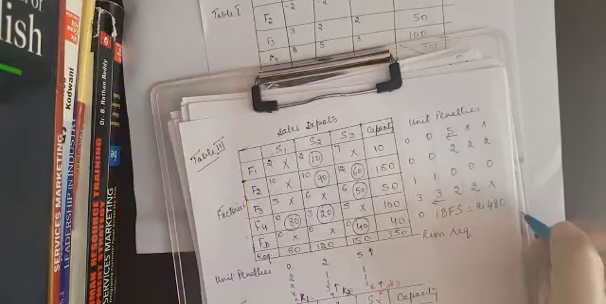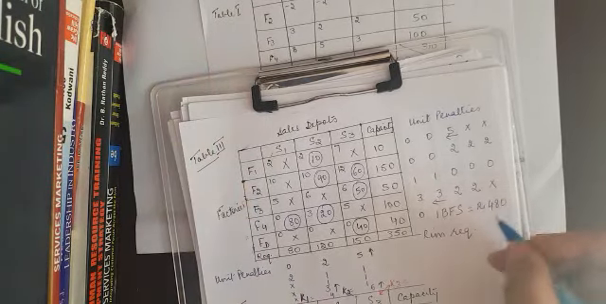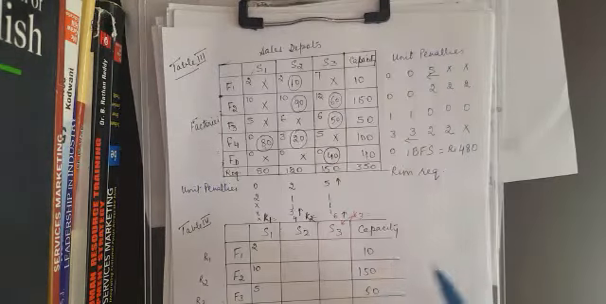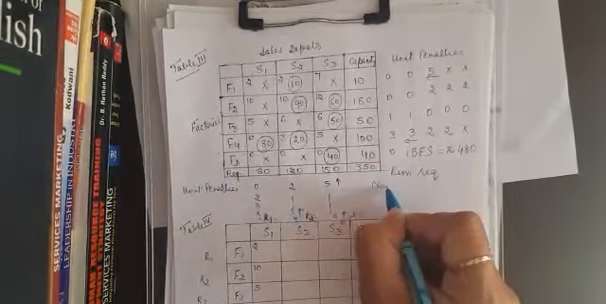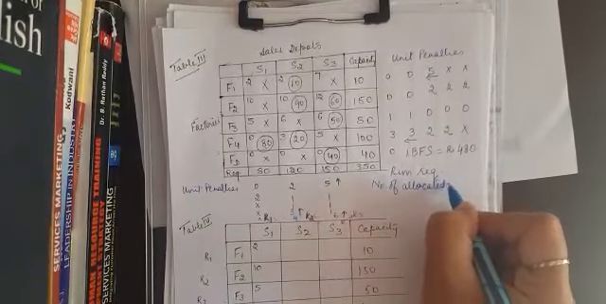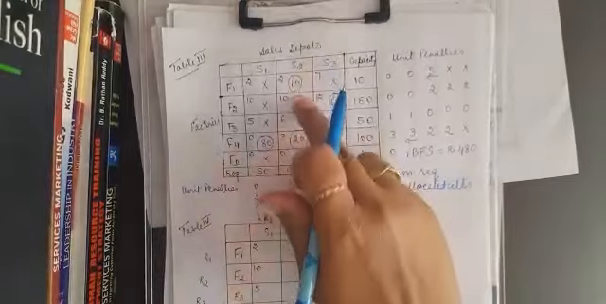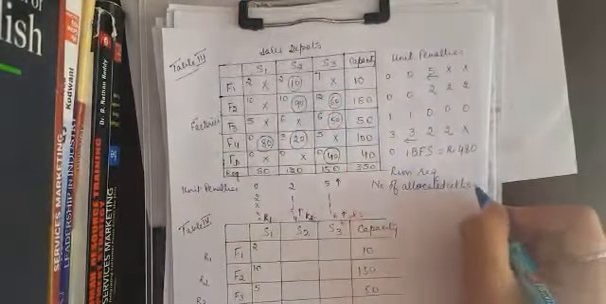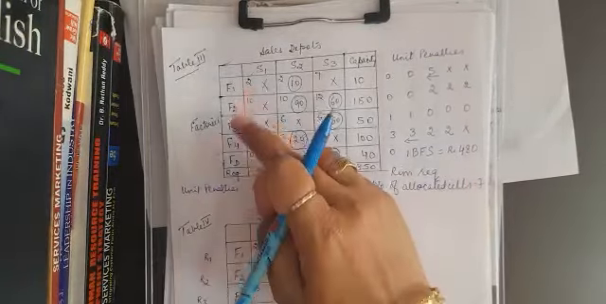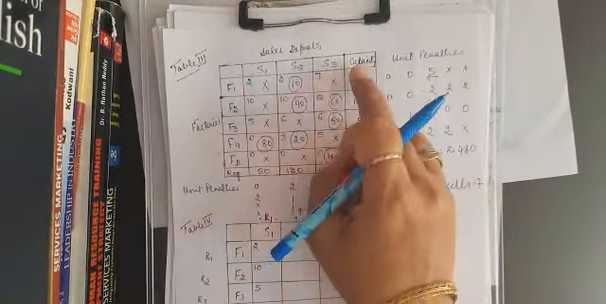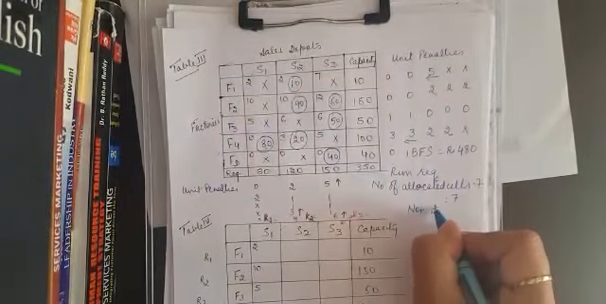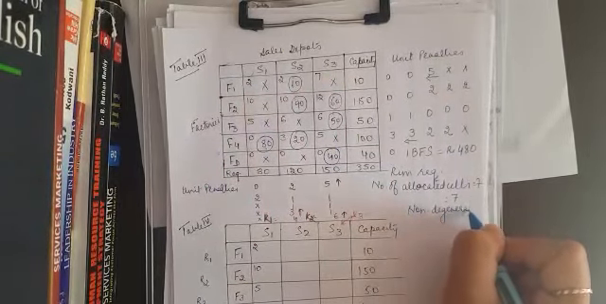480. Now after the initial solution, you have to check for the RIM requirement. The RIM requirement is that the number of allocated cells should be equal to m plus n minus 1. Now allocated cells are 1, 2, 3, 4, 5, 6 and 7, and the m plus n minus 1 requirement is 5 plus 3 is 8, minus 1 is 7. So the solution is non-degenerate. We can move towards the optimality test.